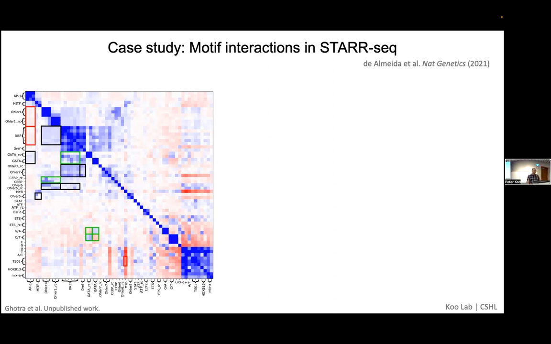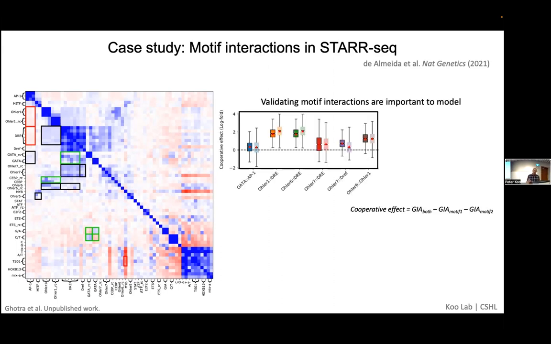But you're probably wondering, is this real or is this just some random correlation matrix? Well, we can validate this motif interaction matrix, whether it's an artifact or real, by performing an in silico experiment. In our experiment, we can take two candidate motifs and embed them on the same sequence together, or we can take each of those motifs and embed them independently and compare the additive effects versus the combined effects. And that gives us a cooperativity effect size.